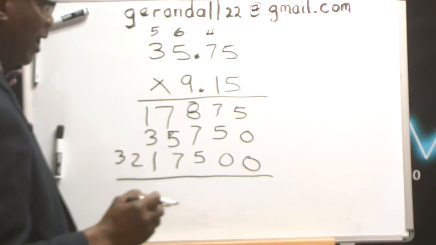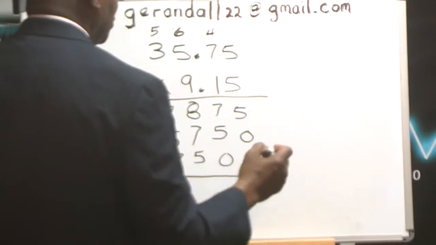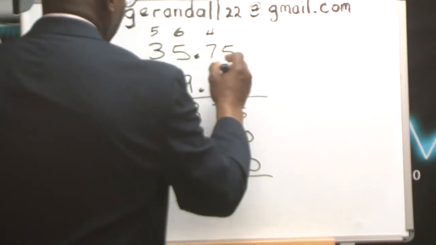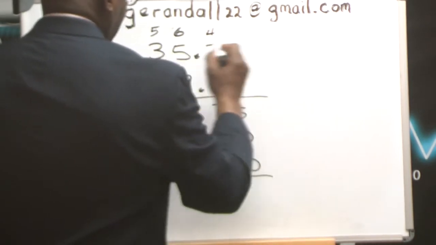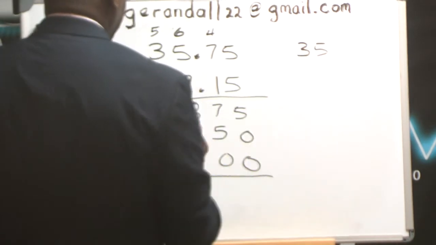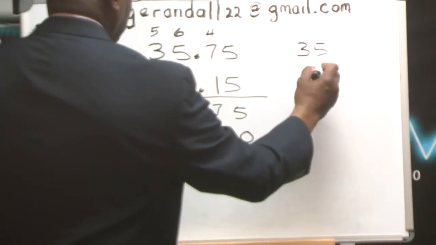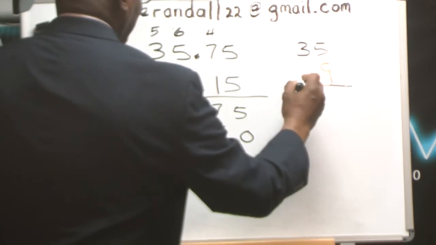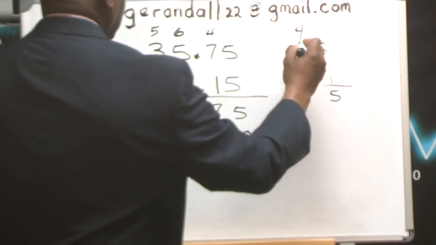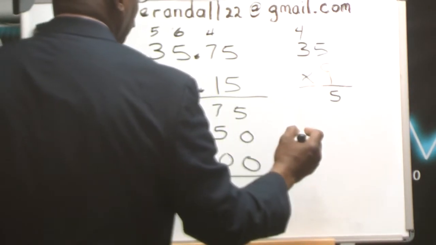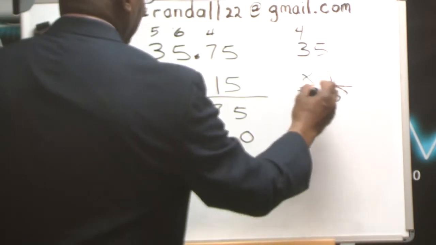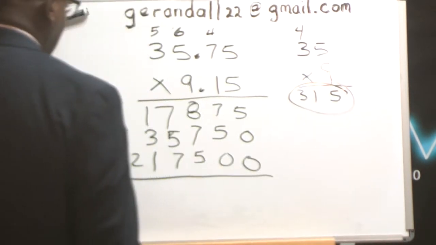Now, before I add this up, something we should have done is said this right here: either we round up to 36, but we'll leave it 35, and this times 9. And this will be our estimate. 45, 27 plus 4 is 31. That's our estimate.